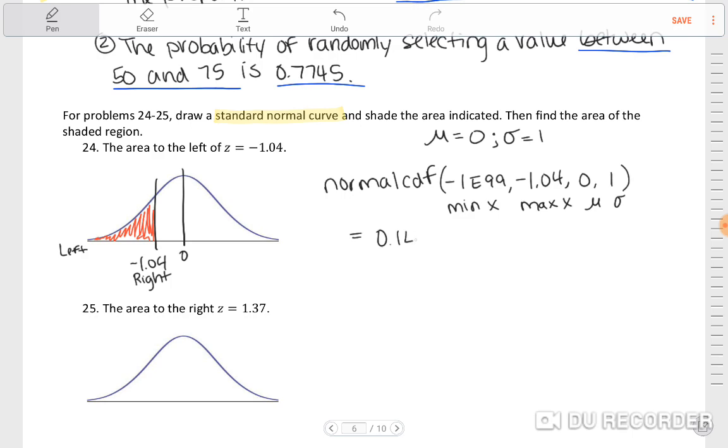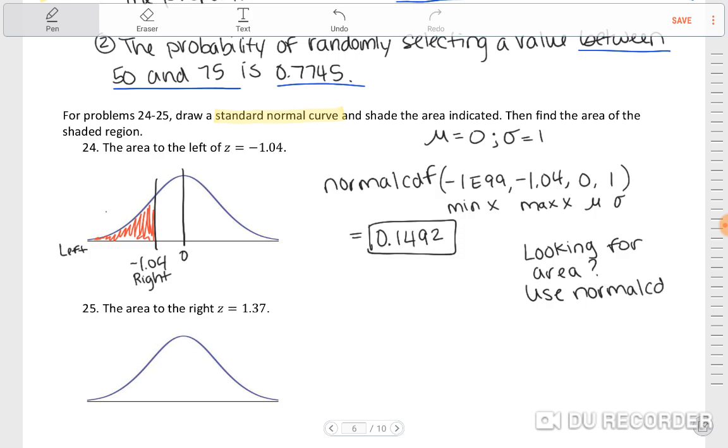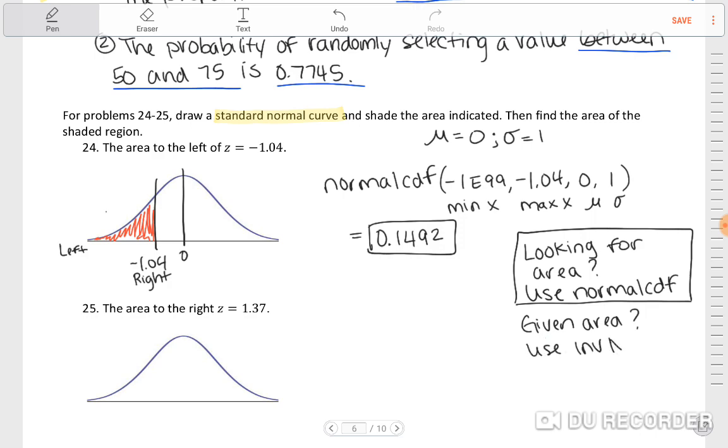0.1492. Okay, this number here is the area shaded to the left. Okay, so when you're looking for area, use normal CDF. If you're given area, use inverse norm.